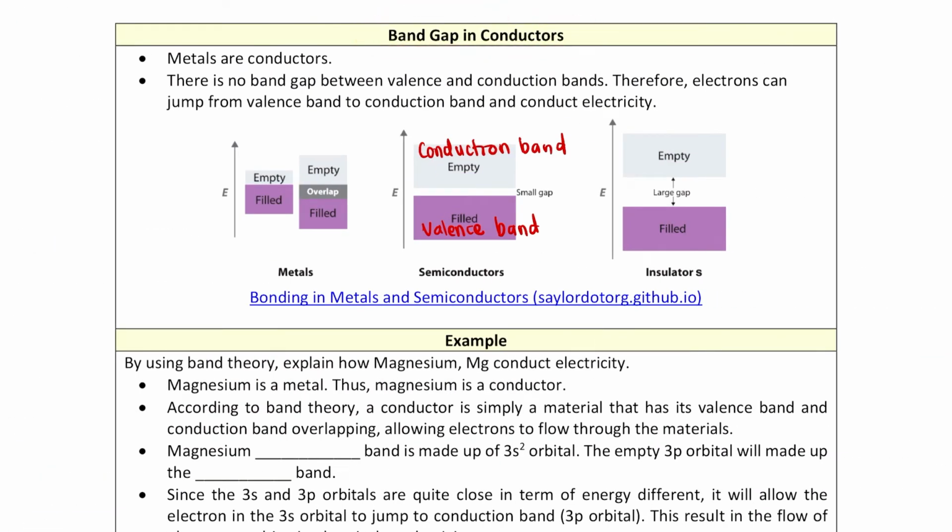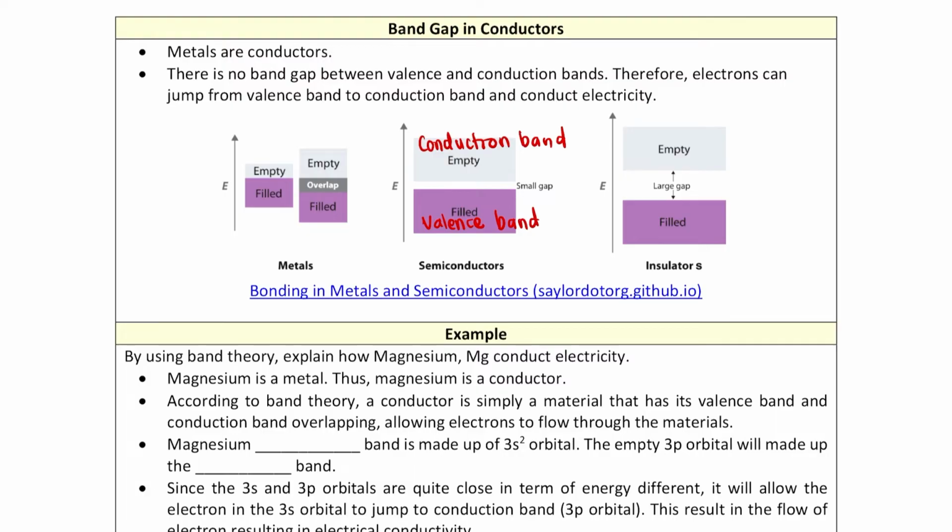Okay, so this one actually we should focus on the metal sahaja. Kita pergi alang-alang, kita tengok teruslah tiga-tiga. Okay, so dia kata metals are conductors. Yes, okay. So there is no band gap between valence and conduction band. Okay, as you can see over here for metal, dia punya valence band dengan conduction band tu tak ada gap. Okay, so that's mean electron can jump from valence band to conduction band and therefore metal can conduct electricity.